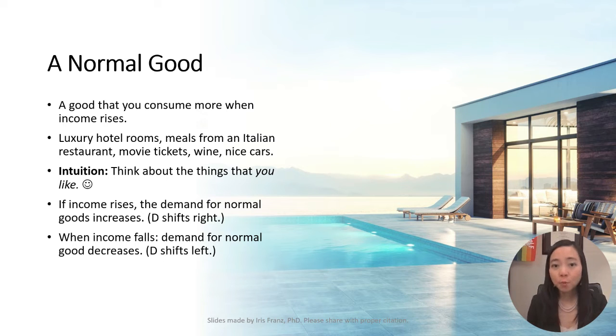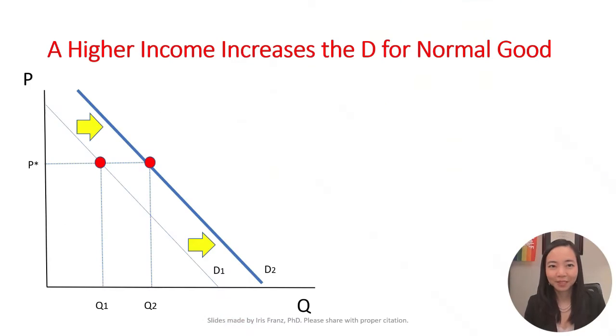By definition, a normal good is one you tend to buy more of when your income increases. Think intuitively. What kinds of things do you desire when you are earning more? Luxurious hotel stays, fine dining experiences, concert tickets, high-end cars, or the latest tech gadgets like smartphones. As your income rises, your demand for these items increases, shifting the demand curve to the right. But if your income falls, you will likely purchase fewer of those goods, causing the demand curve to shift to the left. So there you have it. When income increases, the demand for normal goods shifts to the right.